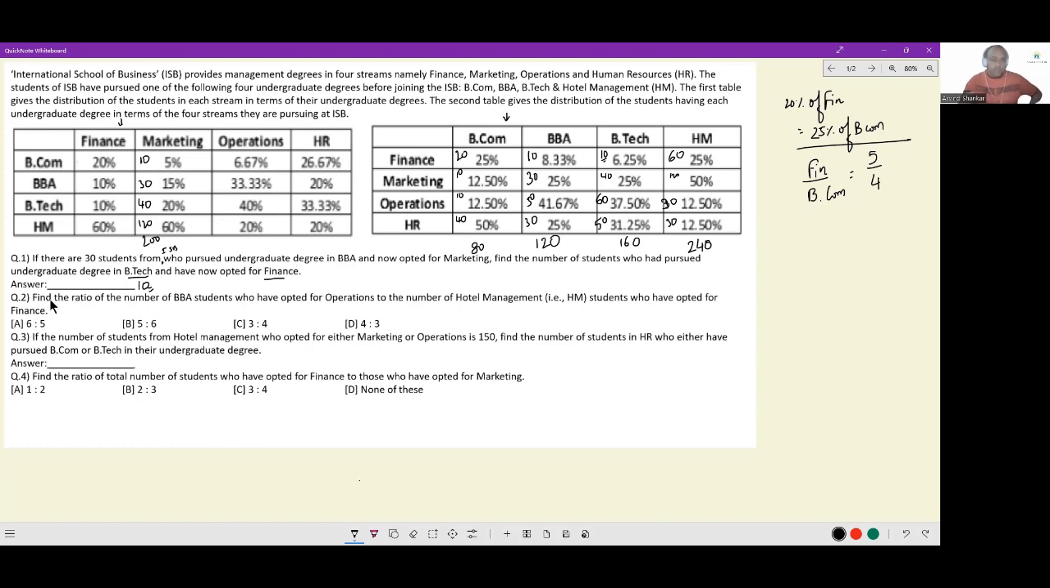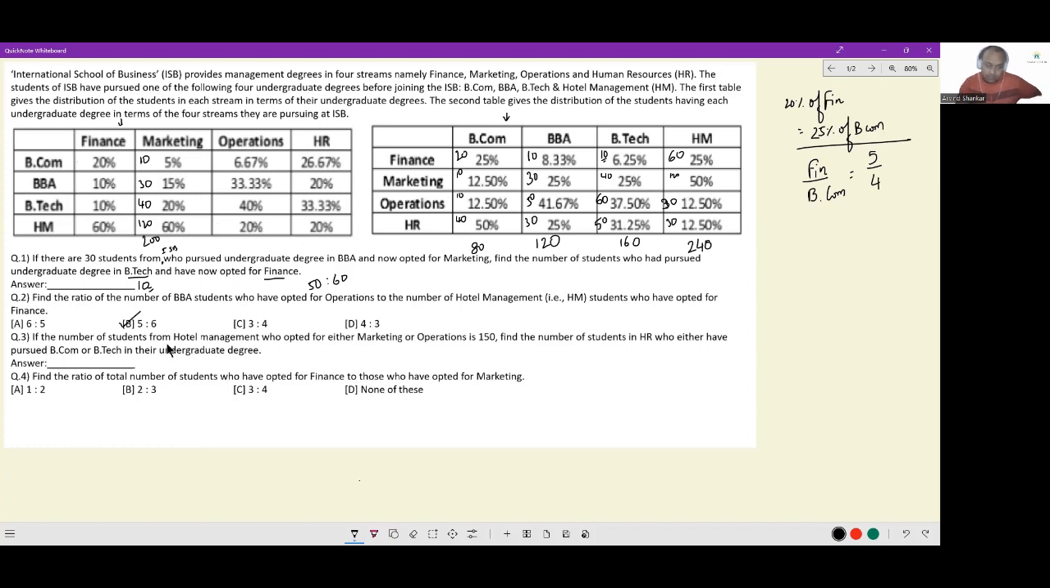Next question. Find the ratio of the number of BBA students who have opted for operations to the number of hotel management students who have opted for finance. BBA operations is 50. Hotel management finance is 60. So the ratio is 5:6. Okay. Next one then.